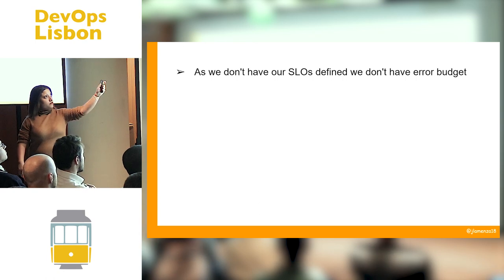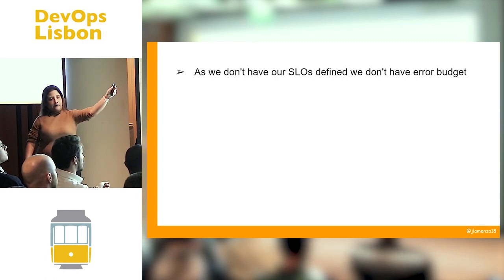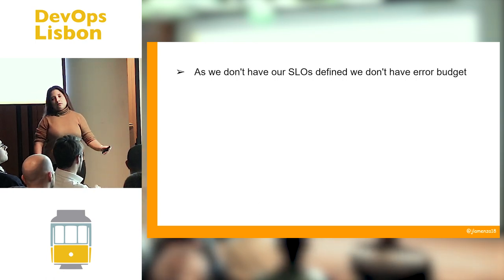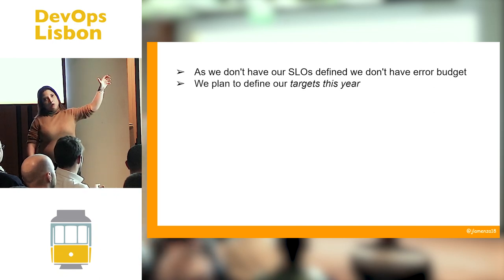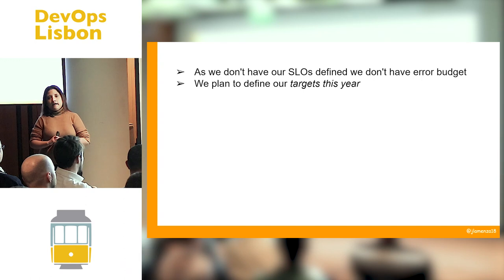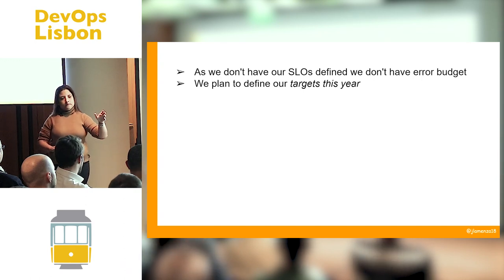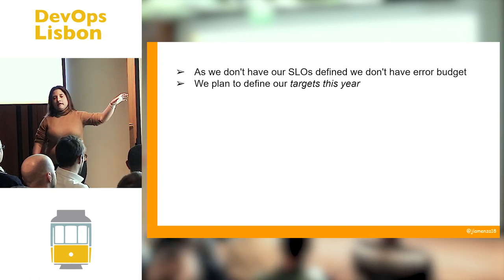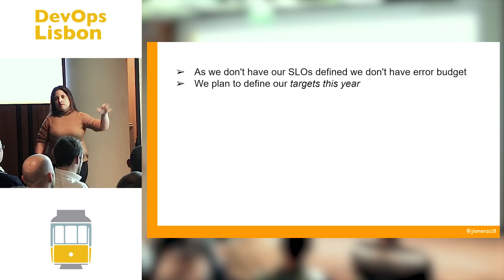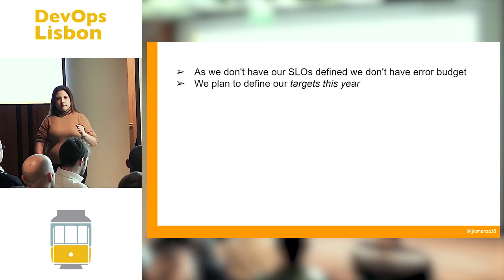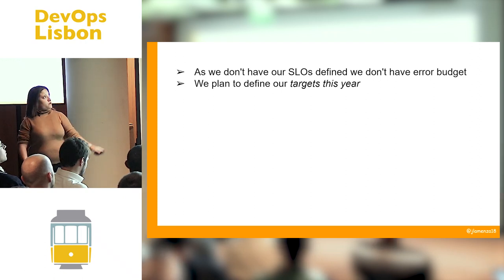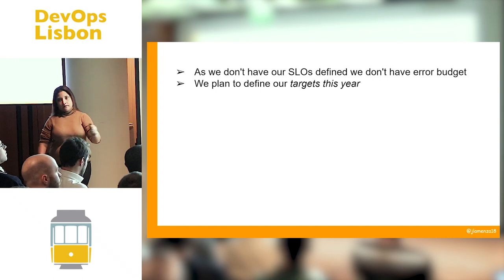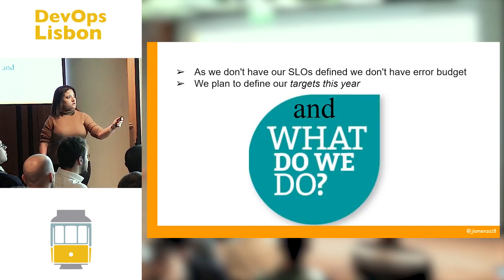So as we don't have our SLOs defined, we don't have an error budget. Because the error budget is something like, you have your SLOs, your targets, and for example you say, oh, I want to reach 99% availability, but then you have 1% of error budget. This is what error budget means. But we plan to define these targets this year. So what do we do?